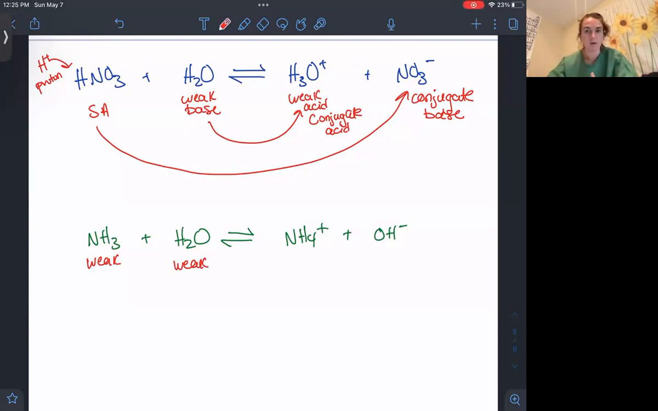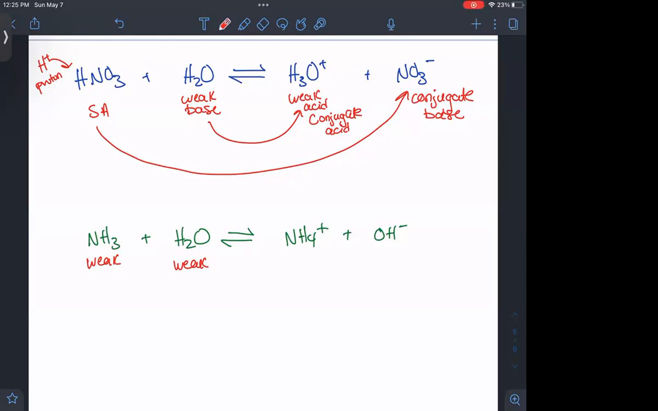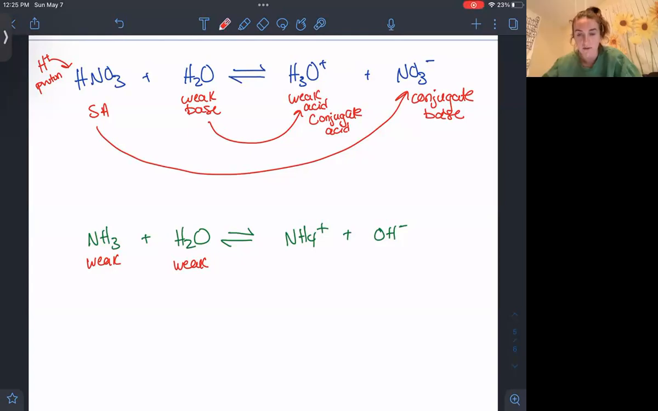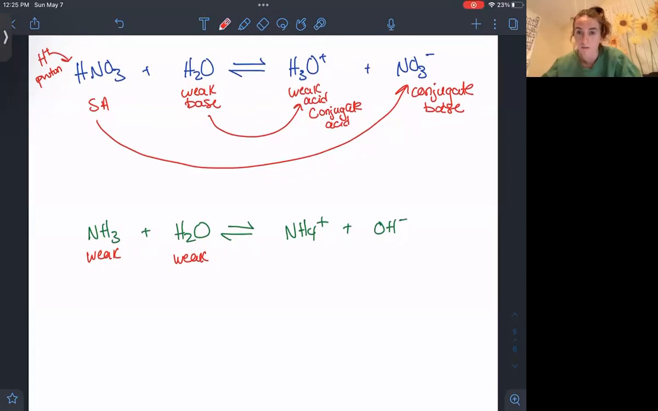So again, we have to think about what it means to be an acid and a base. Your acid is going to be a proton donor, and your base is going to be a proton acceptor. So which thing here accepted a proton? Which thing gets another H in its compound? NH4, right? NH4 is now one more proton higher.